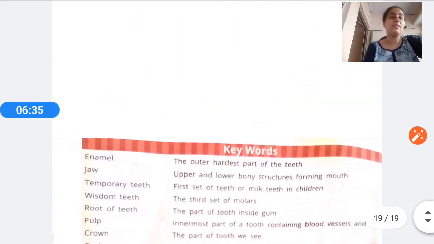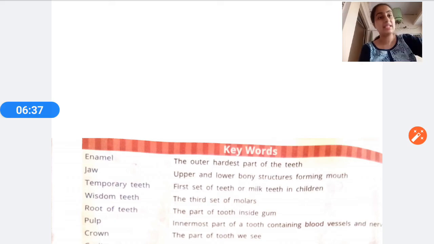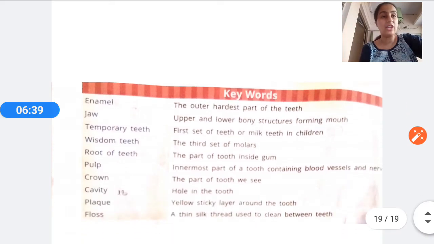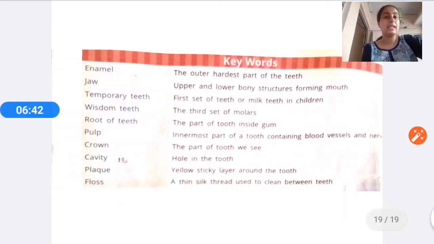I hope you have understood the chapter. Try to go through the video and understand the chapter. These are the keywords, and you also have to learn them. Till then, try to understand the chapter in a better way.